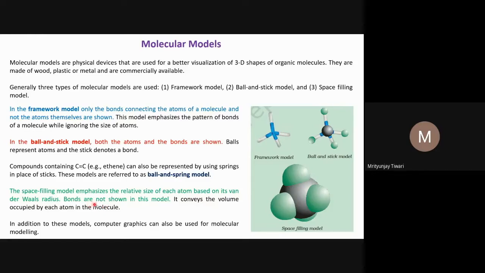In this space filling model, bonds are not shown. Bonds not being shown means if there is a double bond, triple bond, or a single bond between two atoms, that information will not be there, because in this space filling model we may not see those bonds. But it conveys the volume occupied by each atom in the molecule and so the overall molecular volume as well. In addition to these models, we also now use computer graphics to show molecules, for molecular modeling and to show the three-dimensional structure of molecules.